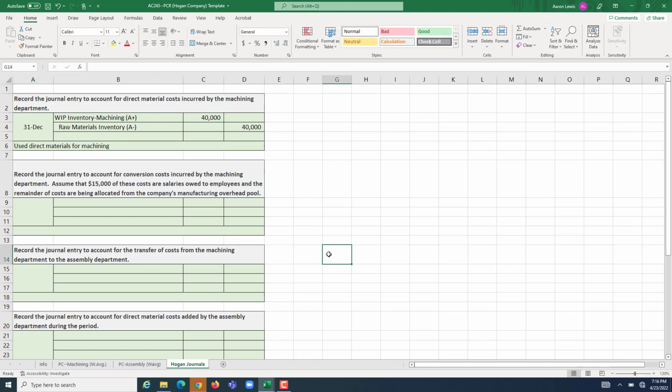The second entry we have is going to be the journal entry to account for conversion costs incurred by that same machining department, and that $15,000 of these costs are for salaries which are owed to employees, and the remainder are being allocated from the company's manufacturing overhead pool. How's this journal entry going to work? Well, it's still on December 31st. These are still inventoriable costs. Again, conversion costs is labor and overhead, but both of those count and can be inventoried to the parts that you are building. So we're going to once again debit WIP inventory machining.